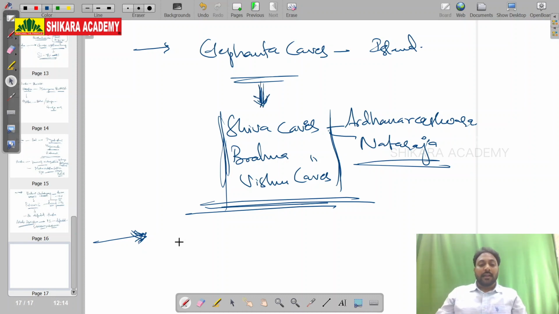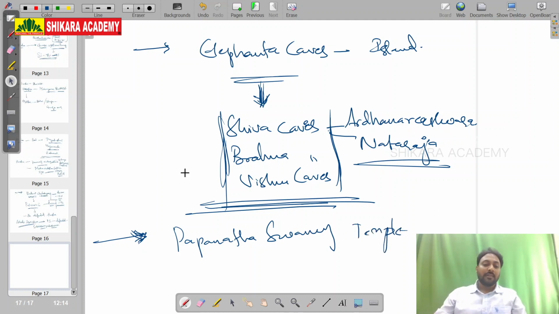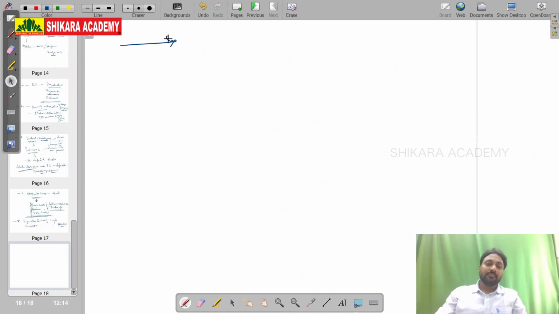After that, the Papanatha Swami Temple for Shiva and the Virupaksha Temple. Sorry, these are in Pattadakal in Karnataka.